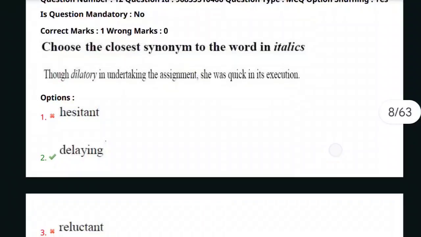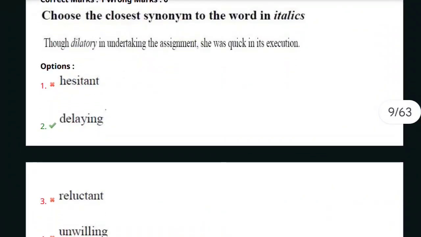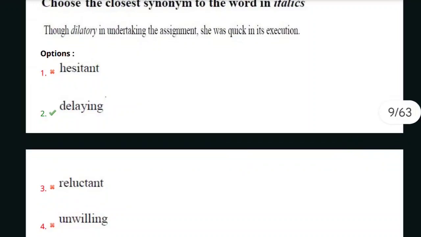And the 12th question again is on synonyms. Choose the closest synonym to the word in italics. Here the word in italics is dilatory. Though dilatory in undertaking the assignment, she was quick in its execution. Here, if you don't know the meaning of this word, let's look at the context of this word in the sentence. Though dilatory in undertaking the assignment, she was quick in its execution.